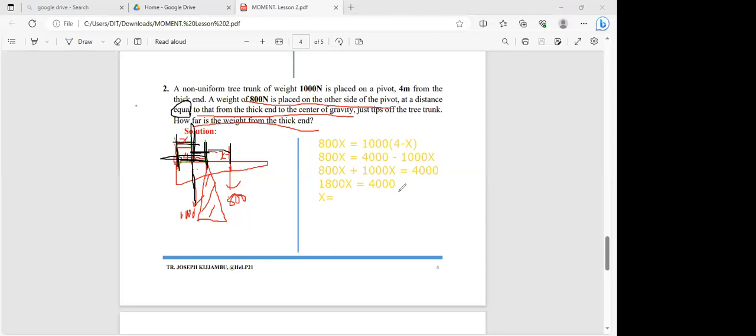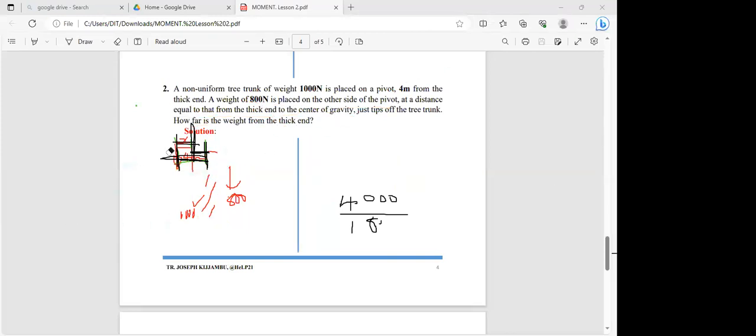So the distance x will be 4,000 divided by 1,800. I don't know which answer you get, but that answer will be in meters, 2.22 meters. Okay, so that is our distance, 2.22 meters. Now that is briefly how we calculate moments.